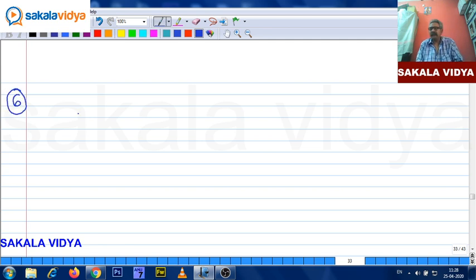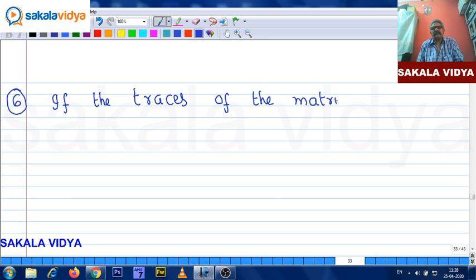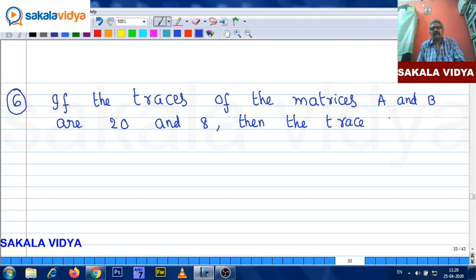Question number 6. If the traces of the matrices A and B are 20 and 8, then the trace of A plus B. First option 28, second option 20, third option minus 8, fourth option 12.